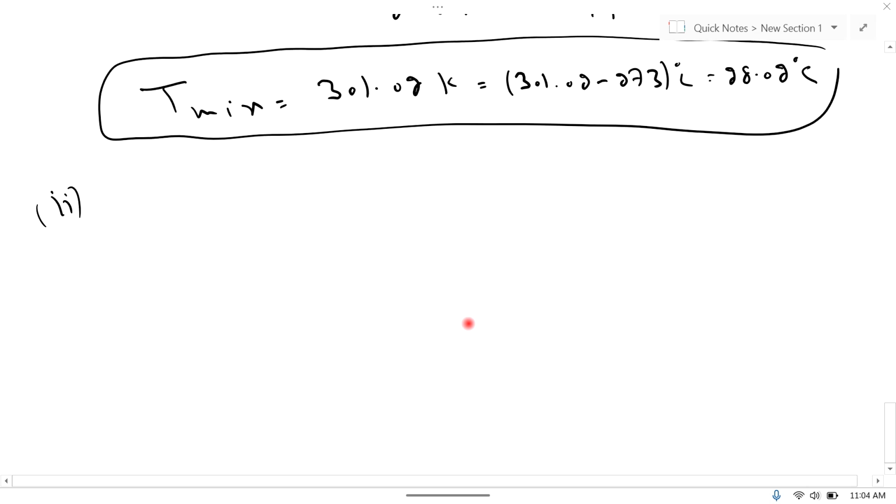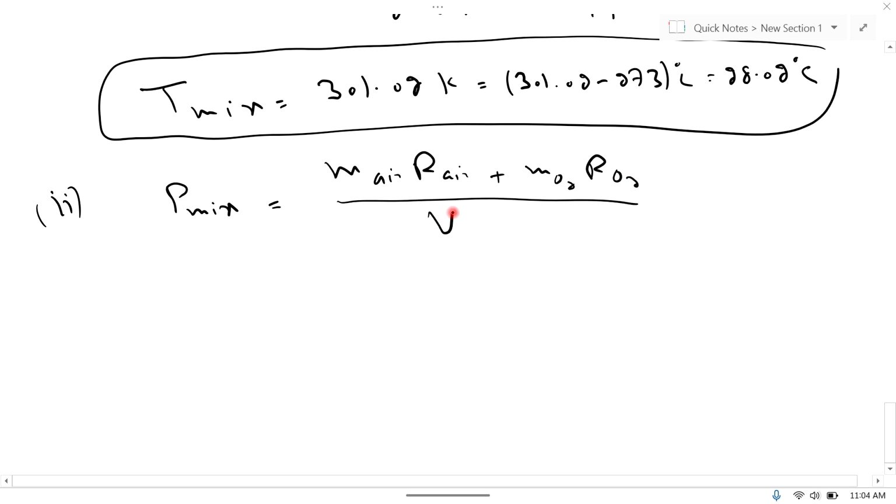So now pressure of mixture is equal to mass of air multiply by R of air plus mass of oxygen multiply by R of oxygen, divided by total volume, into temperature of the mixture. This is the formula. Now put values in this formula. This is from the book.